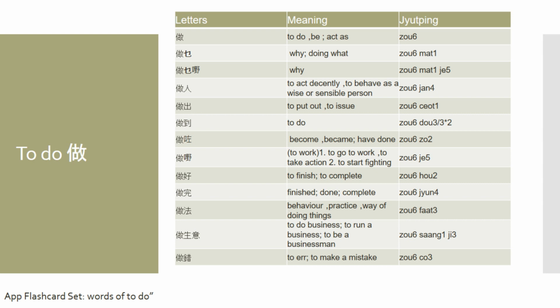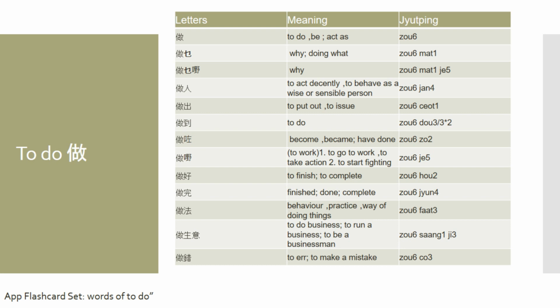Now, if you want to say to issue or to put out in Cantonese, then you would say 做出. If you want to say to do in Cantonese, then you would say 做到. And if you wanted to say it in a more past tense, then you would say 做到. Another way to say have done something or become of something is 做咗.